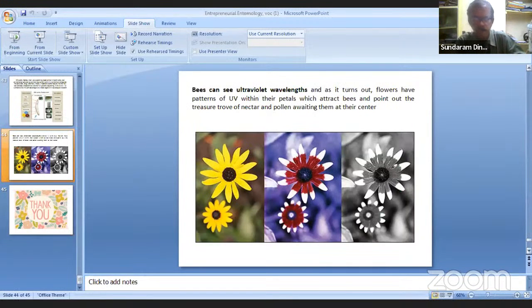Sir, I'm Dr. Indra from Cuddalore, sir. You have mentioned carbon sequestration. In what way will it replace carbon sequestration?